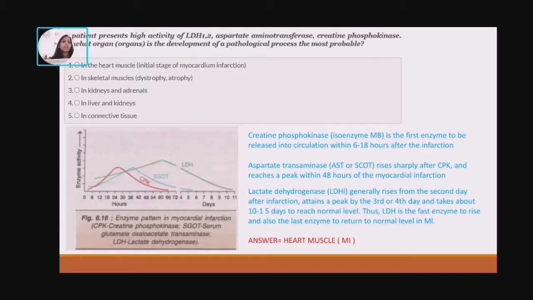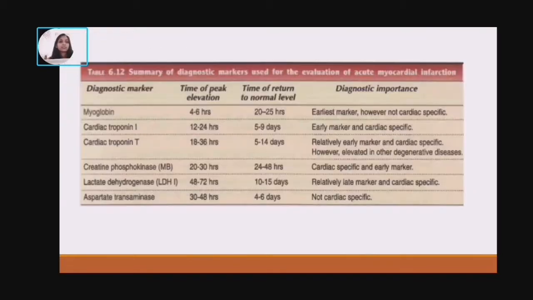Now you can clearly answer this question. LDH1, 2, aspartate and creatine phosphokinase are seen in case of myocardial infarction. This figure shows a summary of diagnostic markers which we can identify from the blood test. According to the enzymes which are raised in our body, we can identify what is the cause of the rise. This is particularly for acute myocardial infarction.